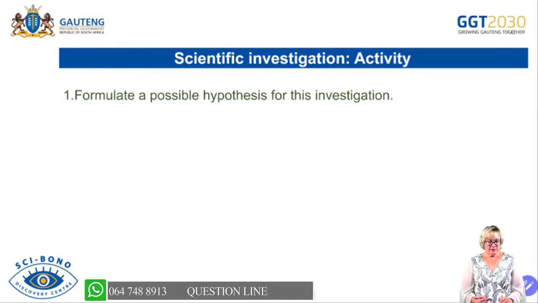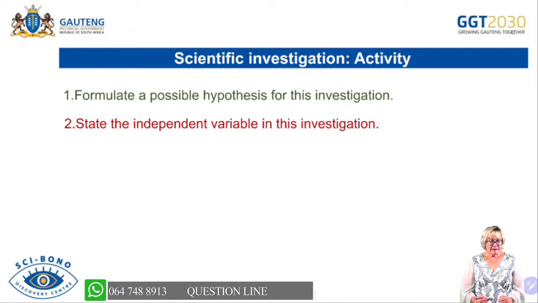Now let's look at the questions. Formulate a possible hypothesis for this investigation. All right. So now please remember, what did we see? It was two guys and they wanted to look at the germination of the seeds under the influence. All right. So what could be their hypothesis? State the independent variable in this investigation. All right. Independent. Remember, dependent is the one that you measure. So what is the independent variable?